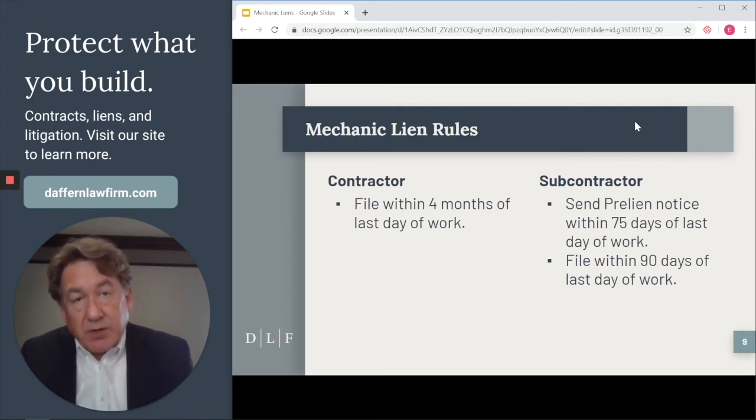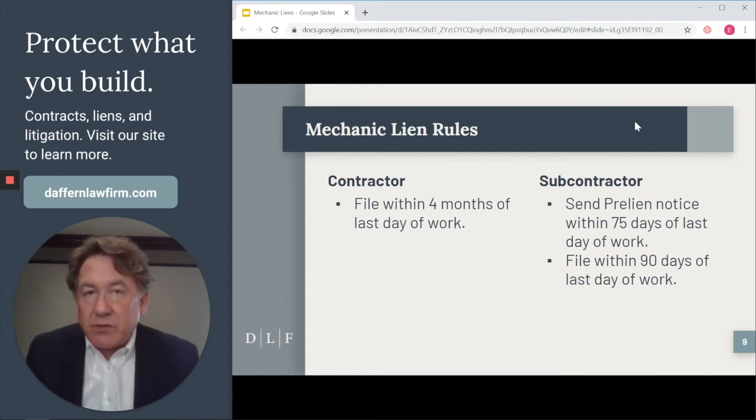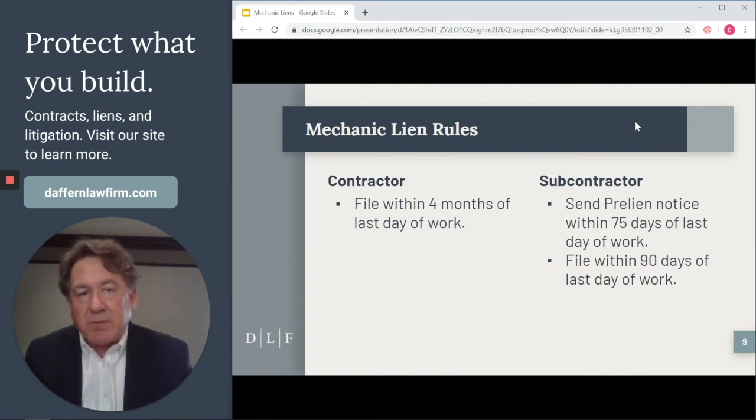If you're a subcontractor, and by subcontractor, I mean someone who does not have a contract directly with the owner, that subcontractor generally has to send a pre-lien notice within 75 days of the last day of work. And we're going to get into which subcontractor has to send the pre-lien notice. Not everyone has to send it, but just remember that it has to be sent within 75 days. And a subcontractor has to file a mechanic lien within 90 days of the last day of work.